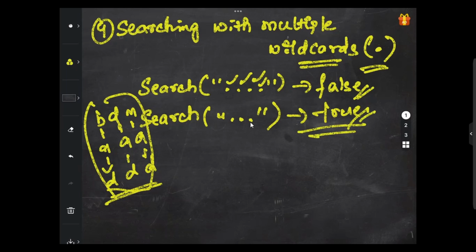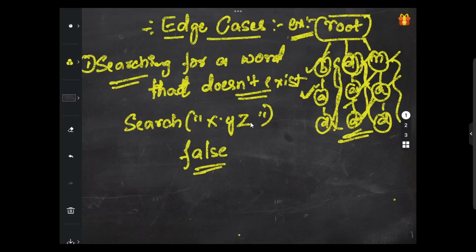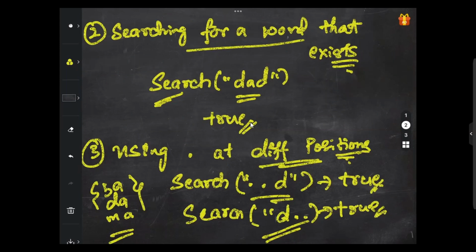So these are the edge cases that we need to keep in mind. First one is for searching for a word that doesn't exist. Second one is for searching for a word that exists, that we saw.